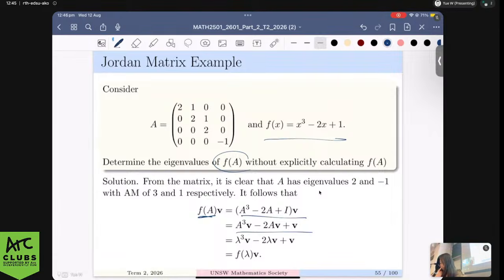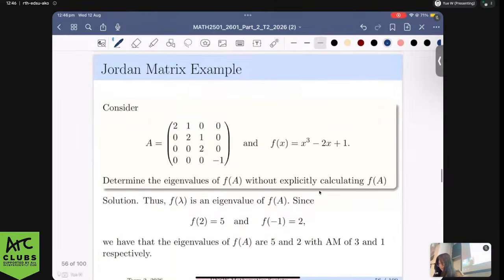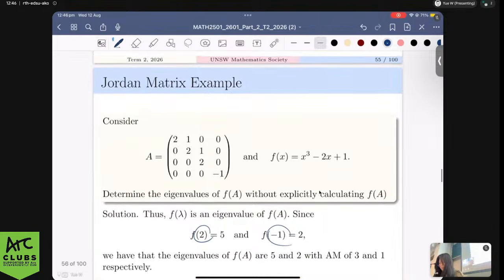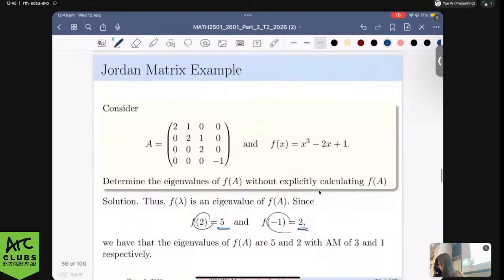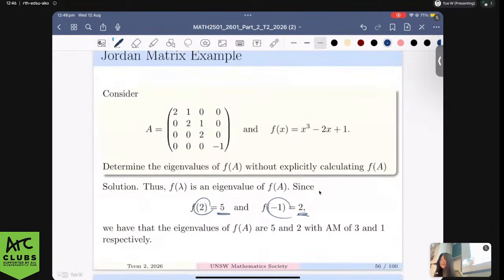And know that because AV is equal to lambda V, you can convert all of these terms into some variation of lambda to the n multiplied by our vector V. Right, and you can obviously convert it back. You can say that this is equal to f of lambda multiplied by V. So what is left is now just subbing in the eigenvalues, right? So if you sub in the eigenvalues 2 and minus 1, you should be able to get 5 and 2. And because you get that they are equal to 5 and 2, this implies that they are the eigenvalues of f of A.